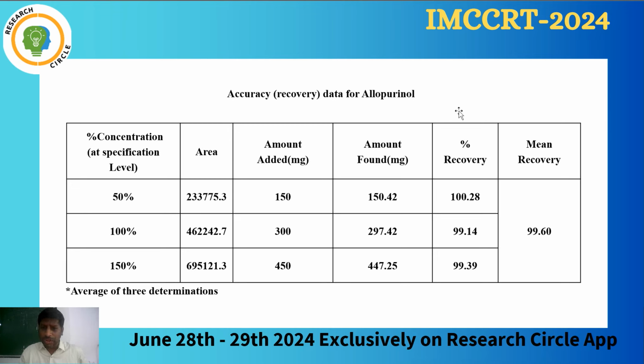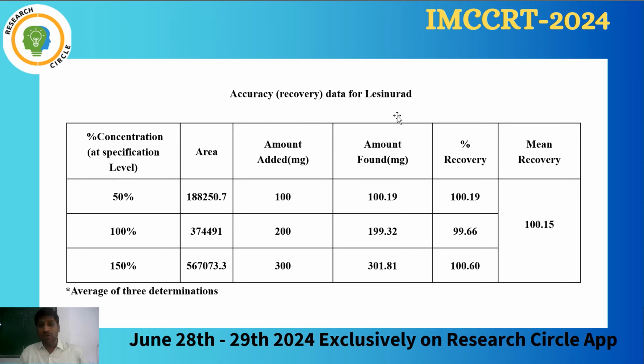So for allopurinol, the amount found after the study is 150.2, 297.42, 447.25, and we have to calculate the percentage recovery. For 50% we got 100.28, for 100% 99.14, and 99.39 for 150%. For these three we have to calculate the mean recovery. The mean recovery is 99.60. The acceptable limit is 98 to 102% weight by volume.